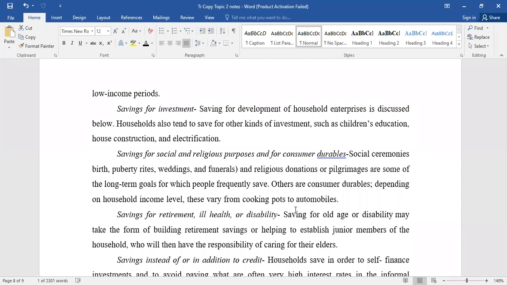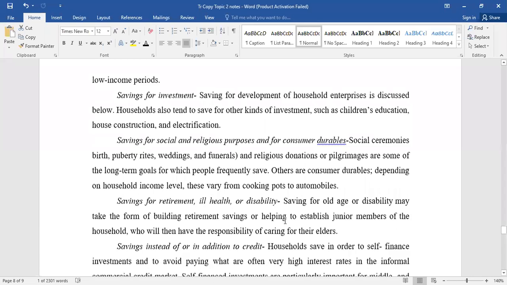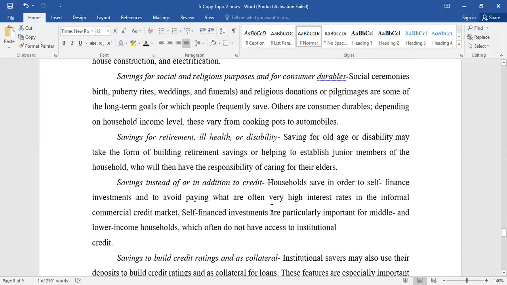I've given a way out. You need to have a life assurance instead of saving for ill health. Instead of saving for retirement, you need to have a pension fund. Instead of saving for disability, you need to have what we call consequential indemnity, where you know that if anything happens, you've cushioned yourself.